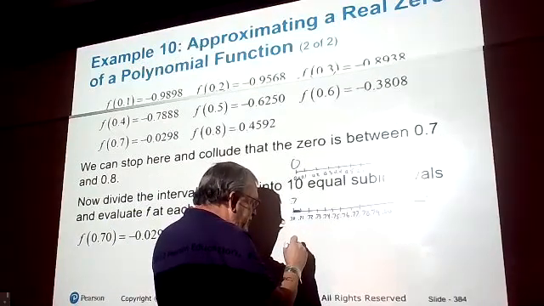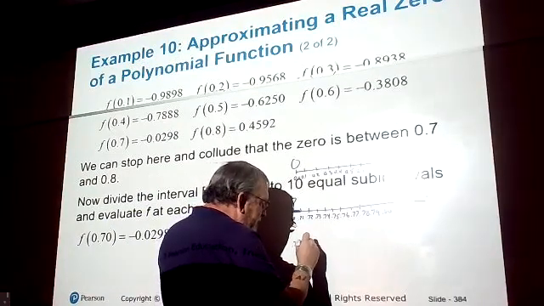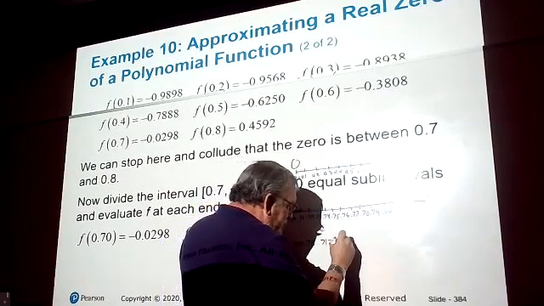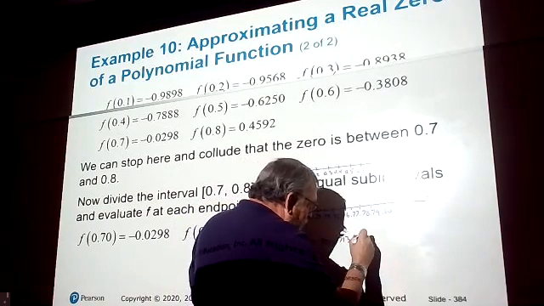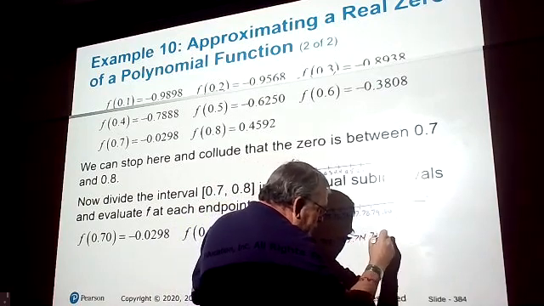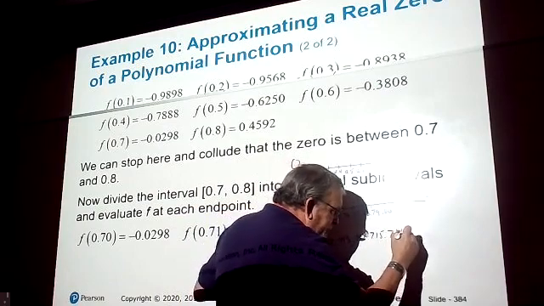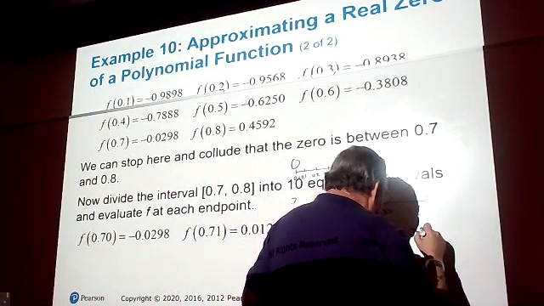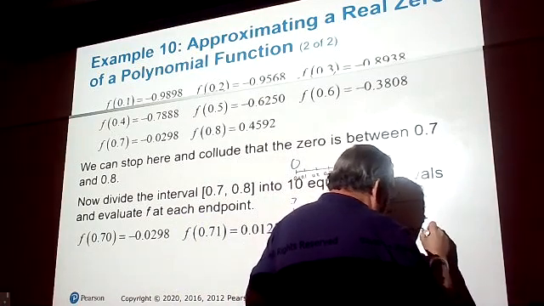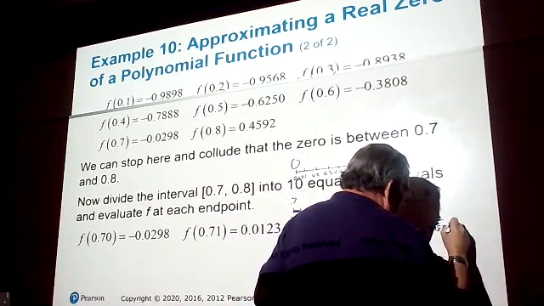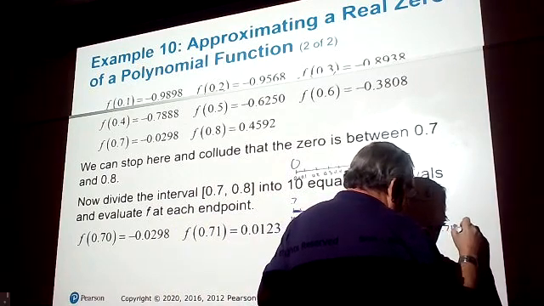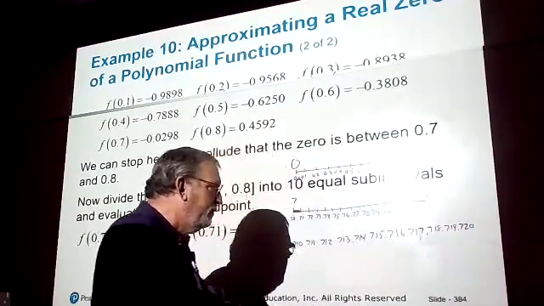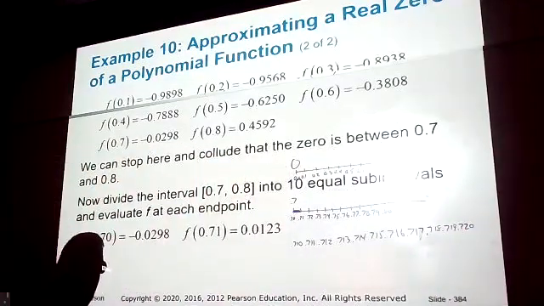So we're going to go from 0.710, 0.711, 0.712, 0.713, 0.714, 0.715, 0.716, 0.717, 0.718, and 0.719 until we get to 0.720. Okay, so I'm going to check all those endpoints.